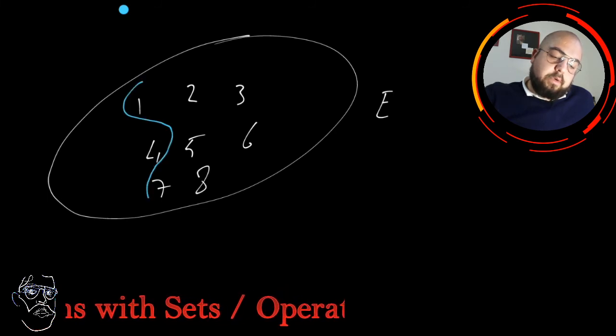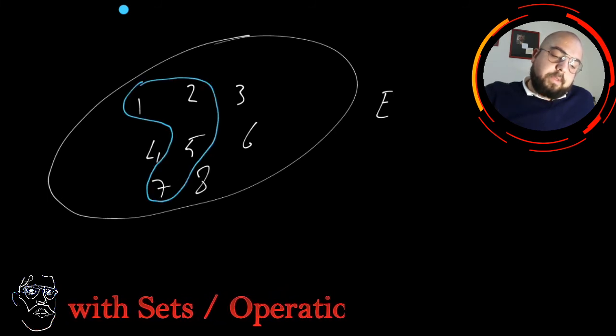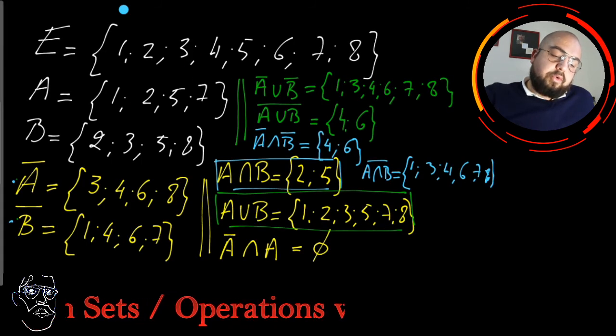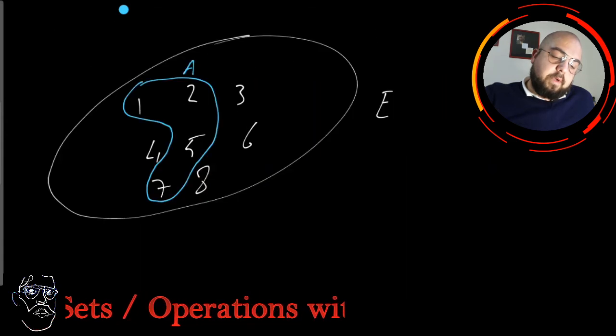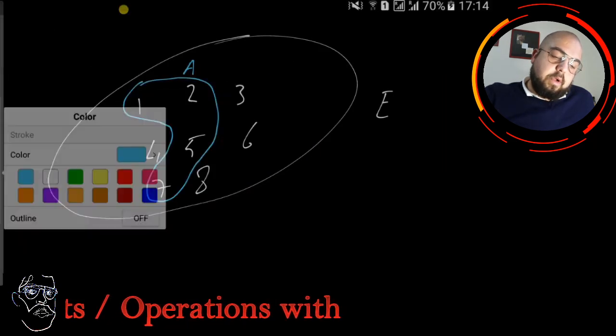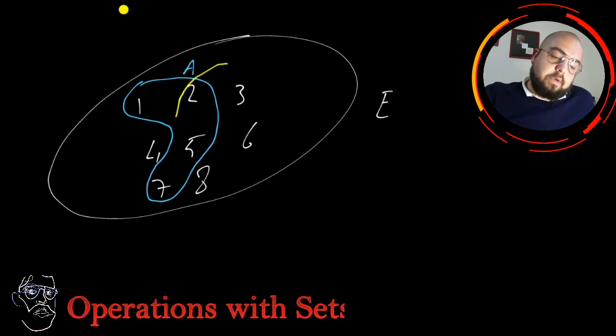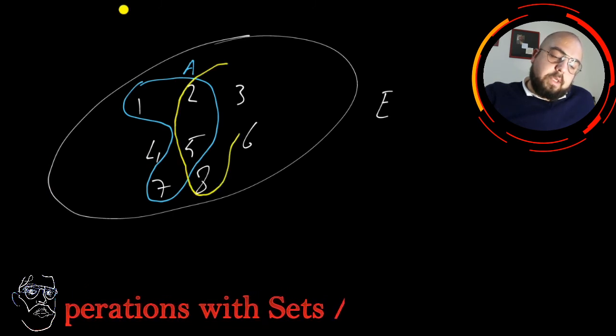So this is your subset A. What about the subset B? It is 2, 3, 5, 8. So I'm going to choose another color. 2, 3, 5, 8. So this is your subset, which is B.